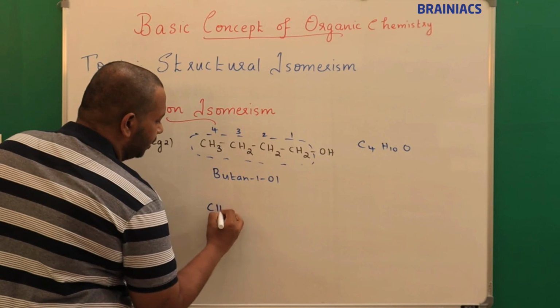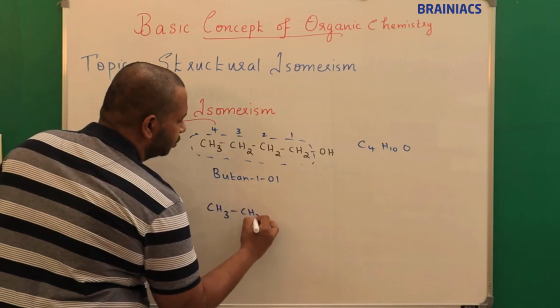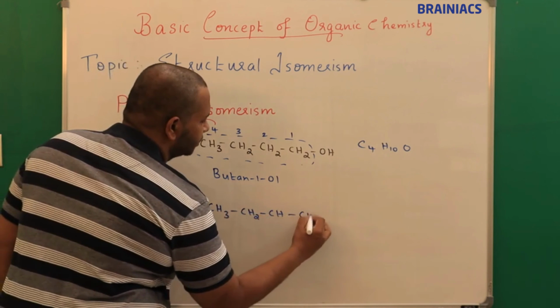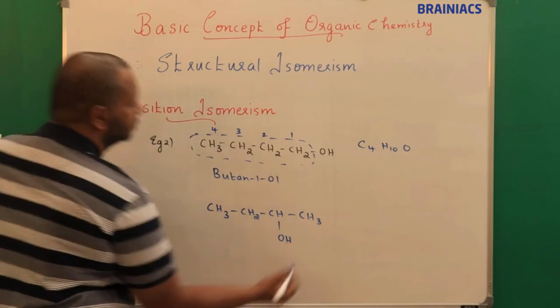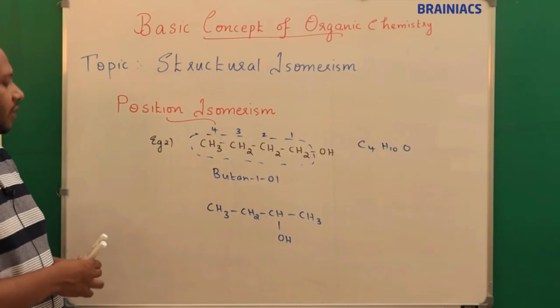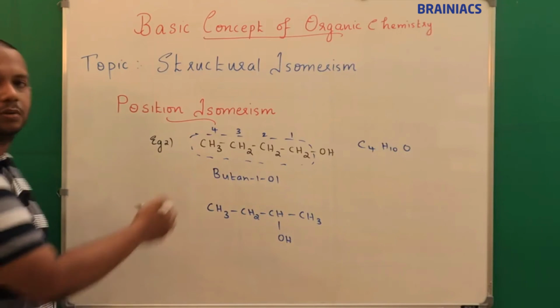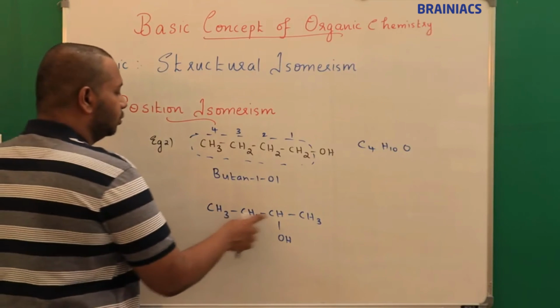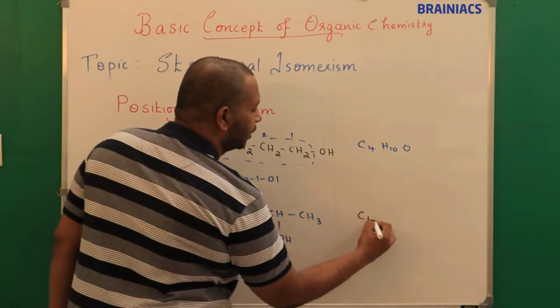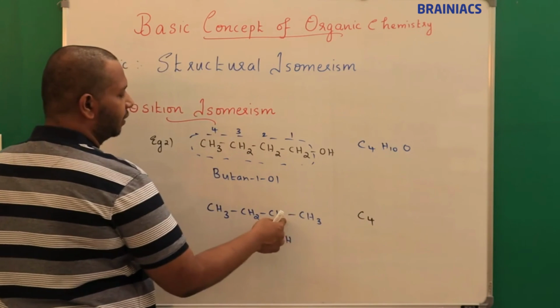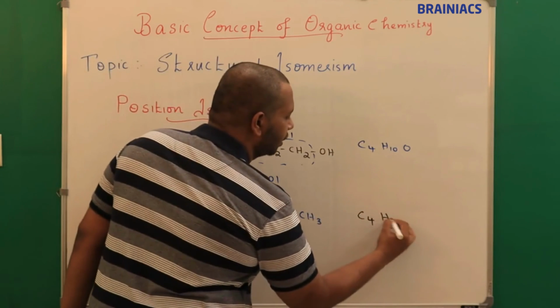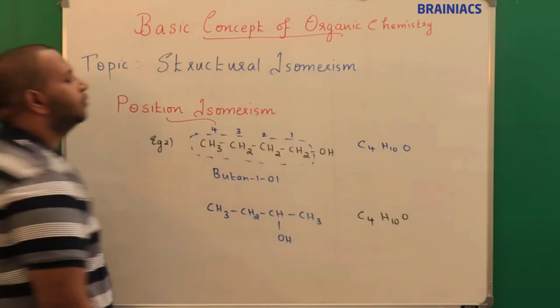Okay. CH3, CH2, CH, CH3, OH. Try to see how these two are related. So first we calculate the general formula. 1, 2, 3, 4. Here also 4 carbon atoms. Hydrogen: 3 plus 2 is 5, plus 3 is 8, plus 1 is 9, plus 1 is 10, C4H10O. So both are having the same general formula.